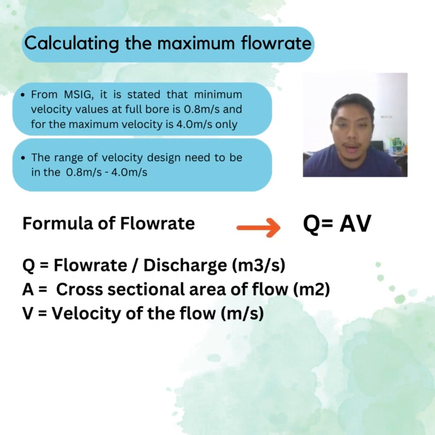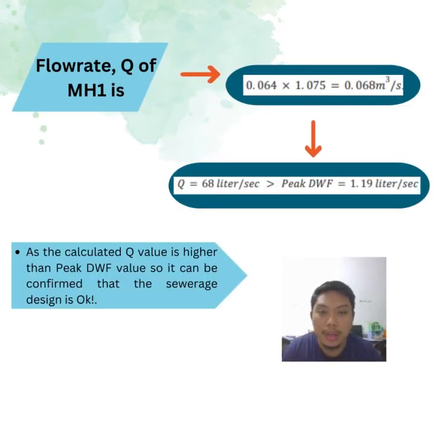So this is our formula for calculating the flow rate, which is Q equals A times V, where Q is the flow rate or discharge, A stands for the cross-sectional area of flow, and the last one, V, is the velocity of the flow. So this is the procedure of calculation of the flow rate.